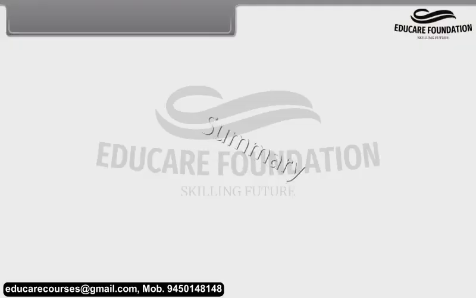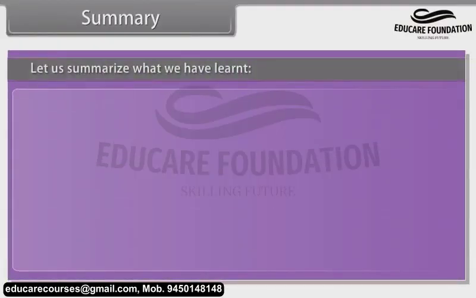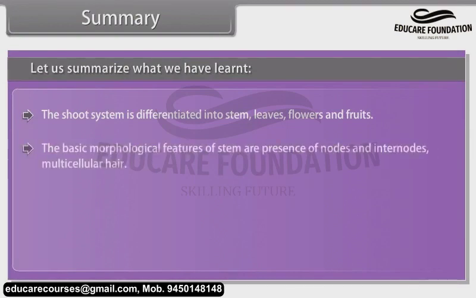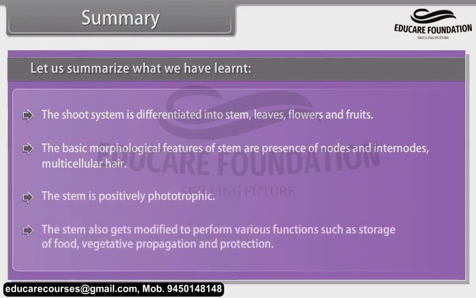Summary. Let us summarize what we have learned. The shoot system is differentiated into stem, leaves, flowers, and fruits. The basic morphological features of stem are presence of nodes and internodes, and multicellular hair. The stem is positively phototropic. The stem also gets modified to perform various functions such as storage of food, vegetative propagation, and protection.